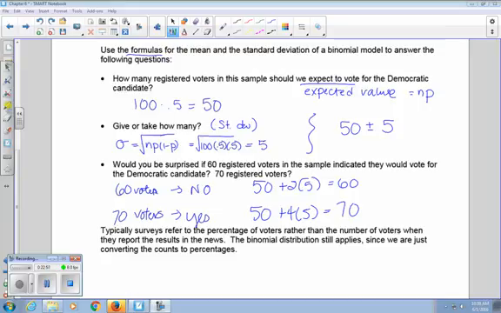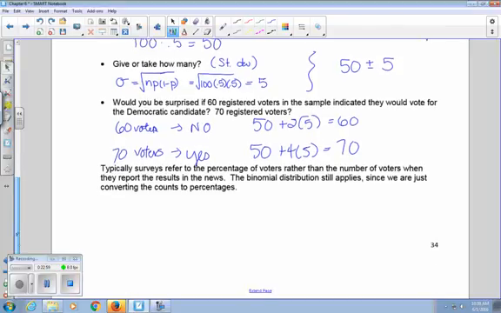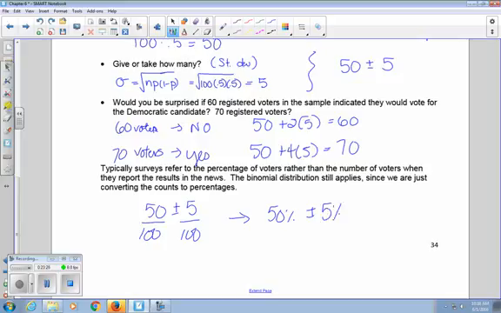And one last comment. Typically, surveys refer to the percentage of voters rather than the number of voters when they report the results in the news. The binomial distribution still applies, since we are just converting the counts to percentages. So if we have 50 plus or minus 5 voters, and we think of this as percentages, we're really just saying 50% plus or minus 5% of the voters will vote Democratic in the next election.